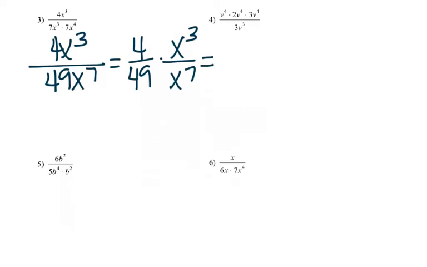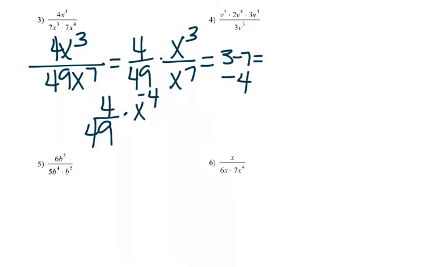Okay, then 4 over 49 cannot be simplified. It's already simplified, so it's going to go 4 over 49 times, when we subtract 3 minus 7, that gives us negative 4. So it's going to be times x to the negative 4 power. And so then remember, if it's negative, we have to put it in the bottom of your fraction. So you're going to say 4 over 49 x to the 4th.